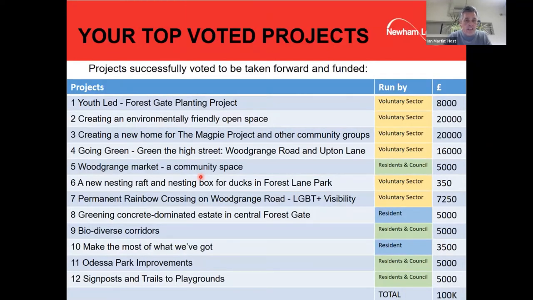£7,250. Greening a concrete dominated estate in Forest Gate, that was awarded £5,000. Biodiverse corridors, that was awarded £5,000 as well. Make the most of what we got, that's a tree pet adoption scheme, £3,500. Adessa Park improvements, £5,000. And signposts and trails to playgrounds, £5,000. And that makes up the £100,000 budget.